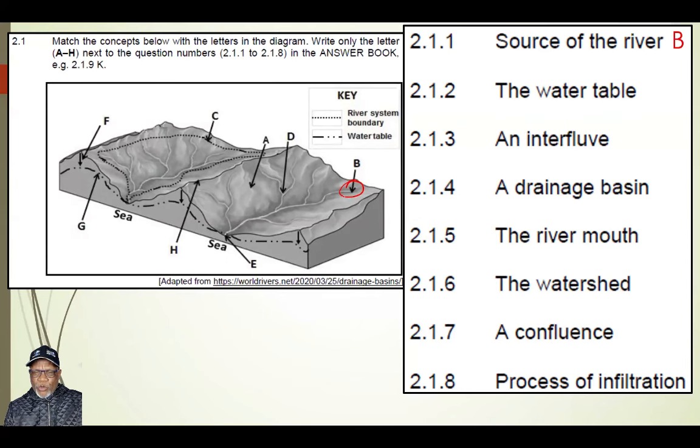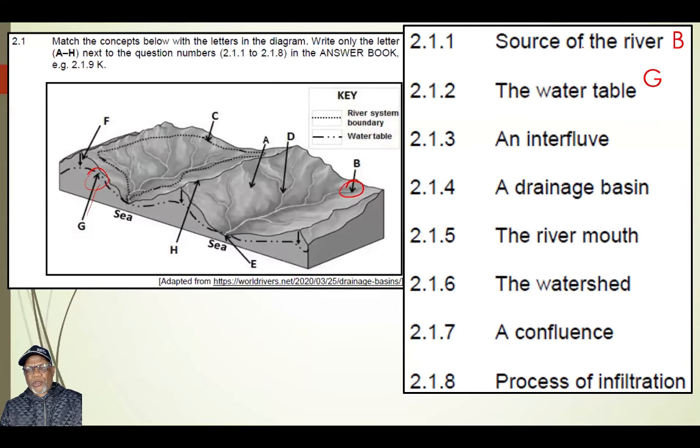And then water table. So this line over here is indicating the top surface of groundwater. So this is what we call water table. Water table will be indicated by the letter G. This letter G over here is indicating water table. And then interflow. So you must know what is water table.